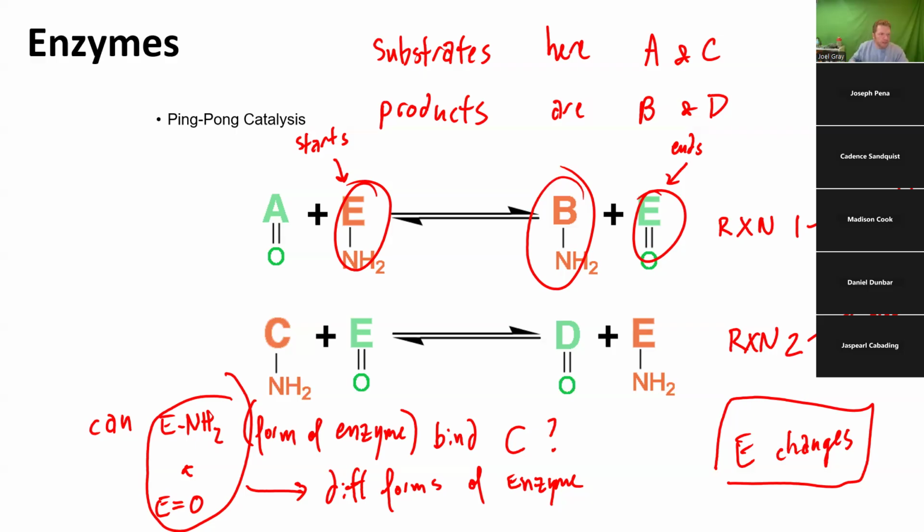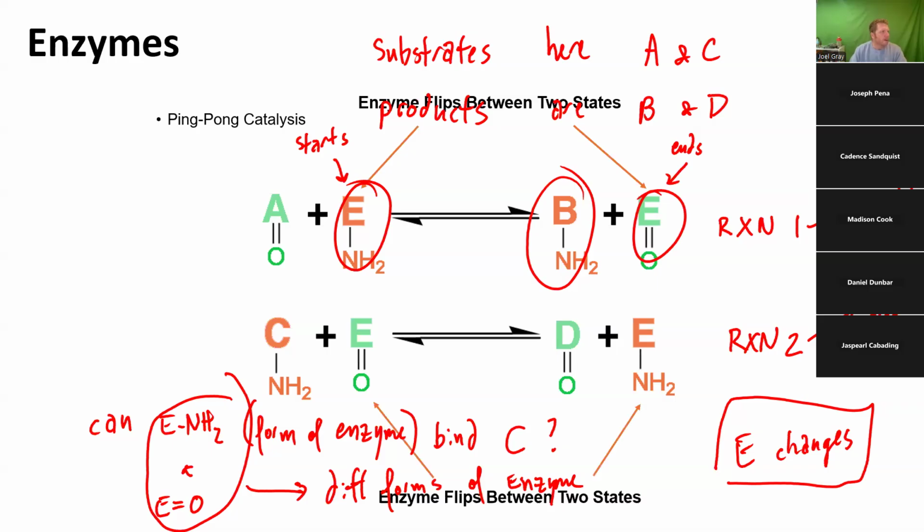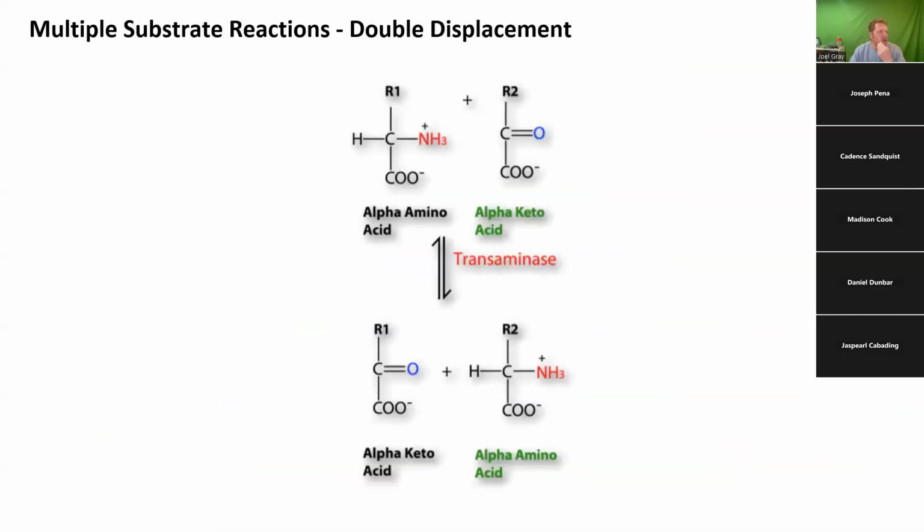Okay. So the biggest part about this is that in a ping pong mechanism, a different form of the enzyme will emerge. Now, is this why some enzymes work differently when in different tissues? That's a part of it.